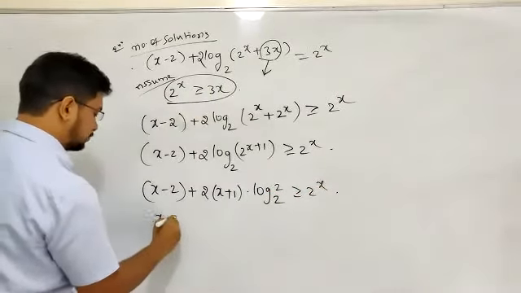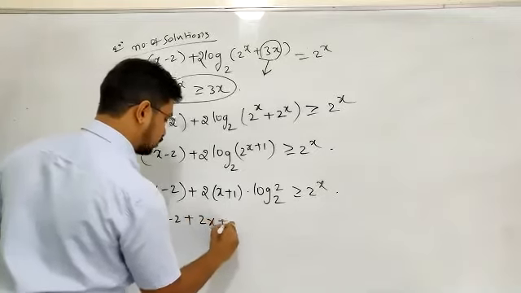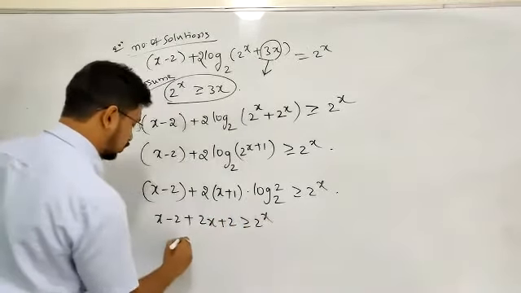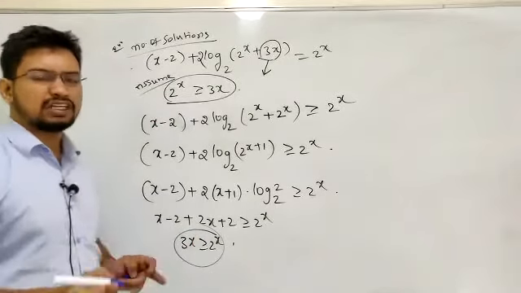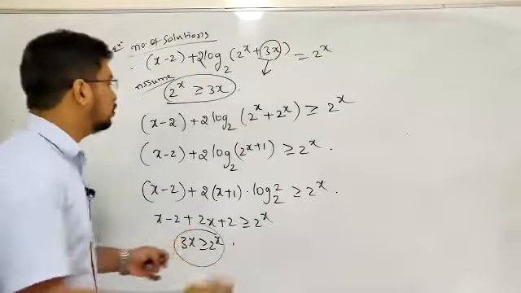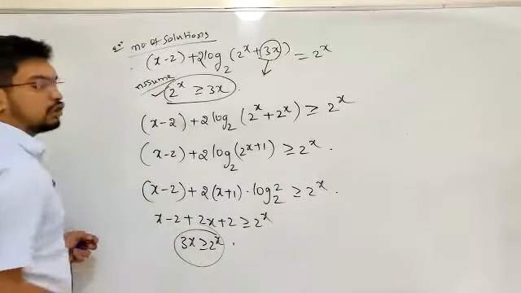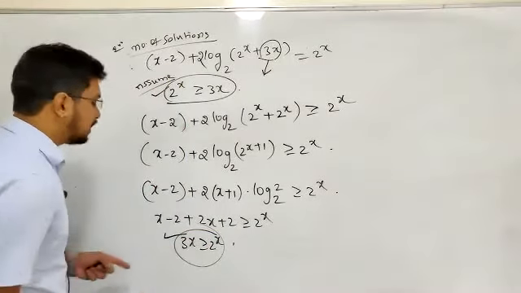So we'll be getting x minus 2 plus 2x plus 2 is greater than or equal to 2 power x. So we'll be getting 3x is greater than or equal to 2 power x. You see the beauty of this problem. You took 2 power x is greater than or equal to 3x and you got 3x is greater than or equal to 2 power x.